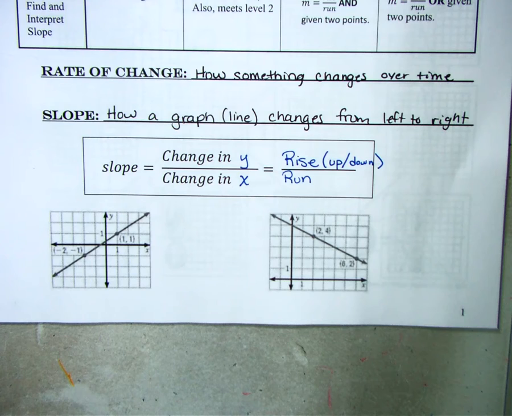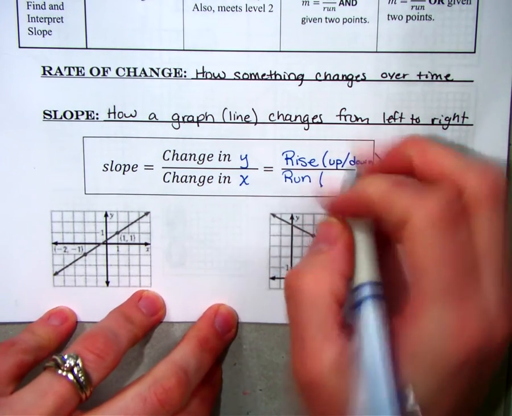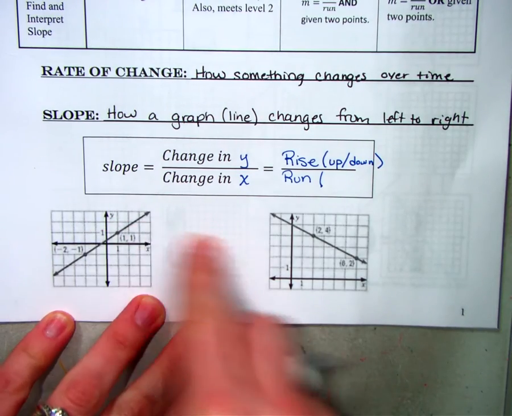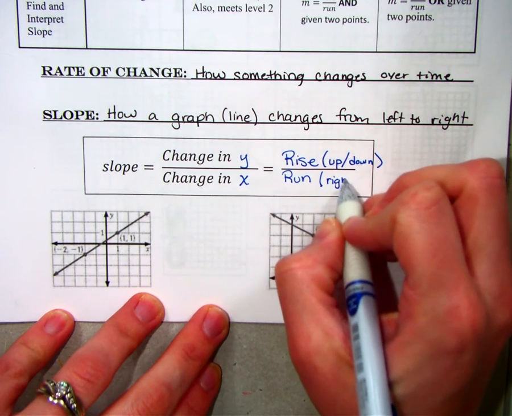Okay, and then run. Typically when you run, it's this way, right? You're not going up or down any. So it's going to be right or left.